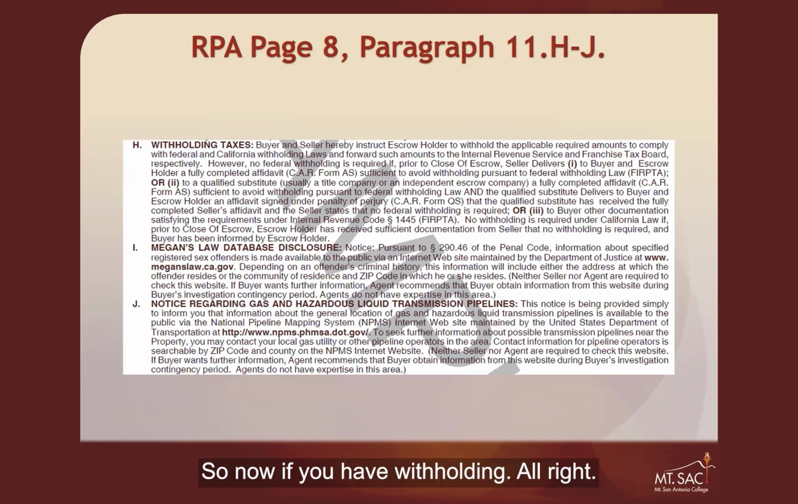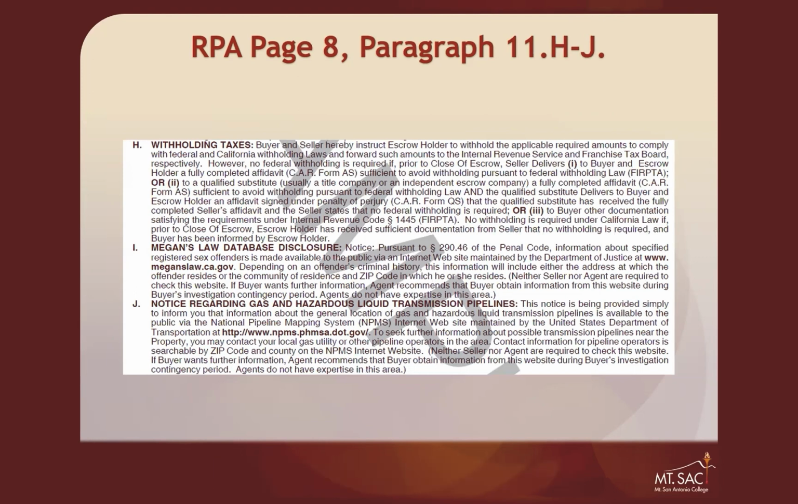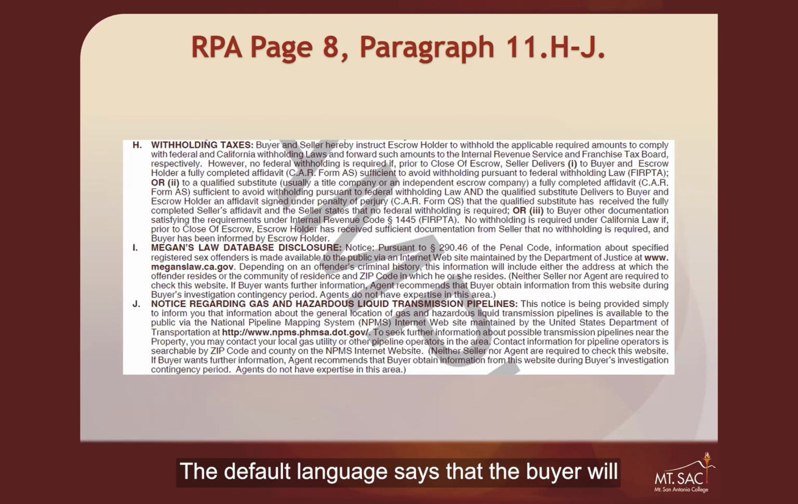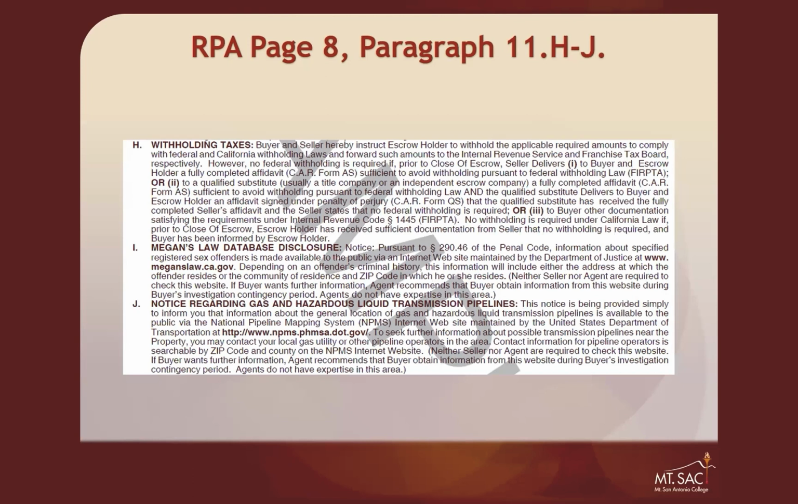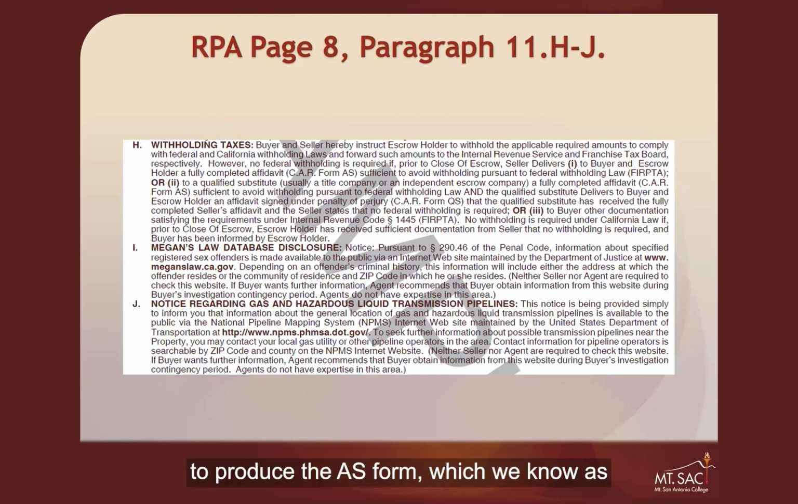So now, if you have withholding, all right, well, CAR has made it a little bit simpler. The default language says that the buyer will withhold for FIRPTA 15%, for Cal FIRPTA 3 1/3%. If you want to avoid that, then you have to produce the AS form, which all you know as the FIRPTA form, and give that to the buyer. Okay, that's what the paragraph says.